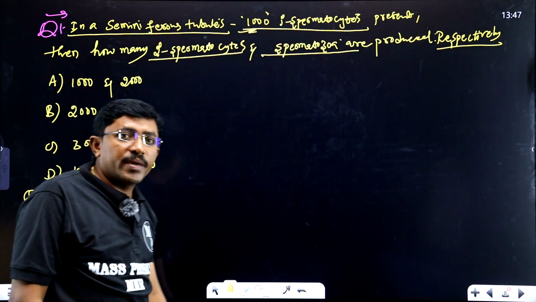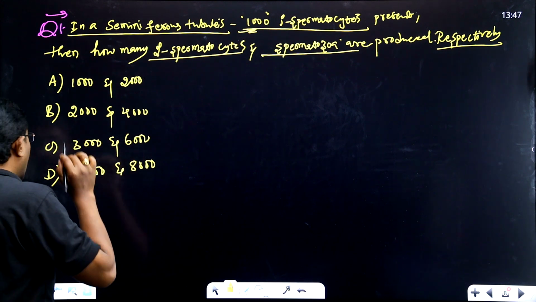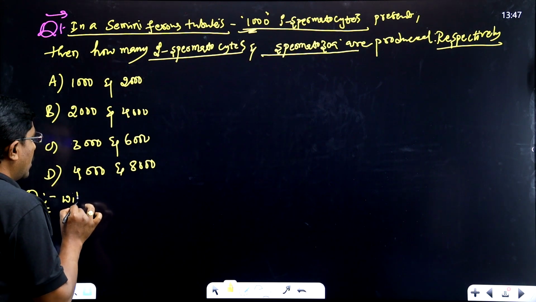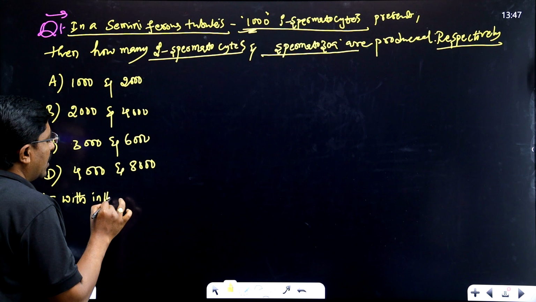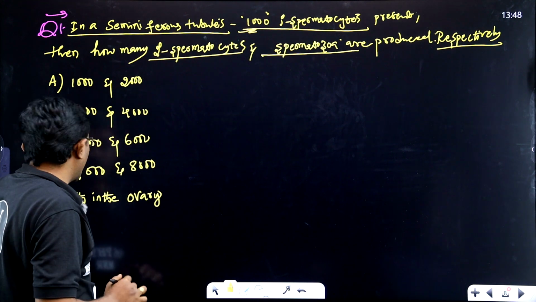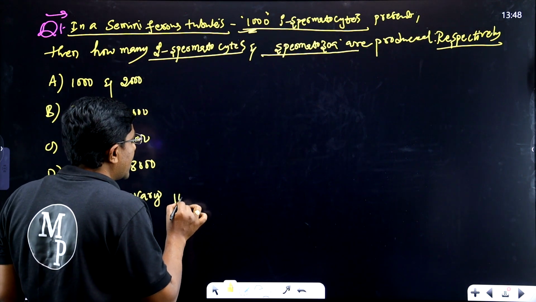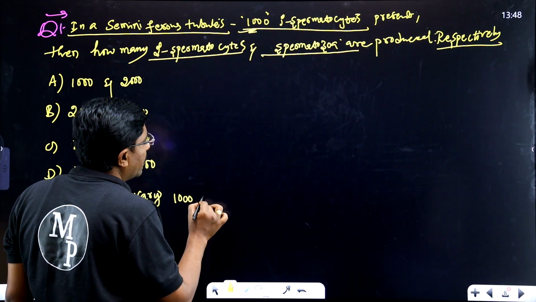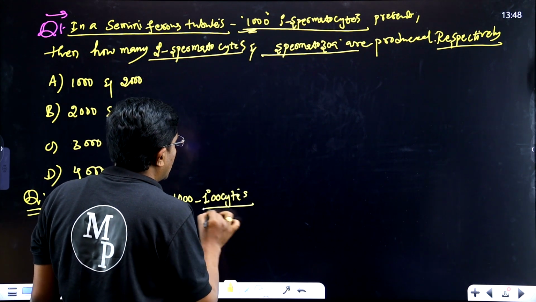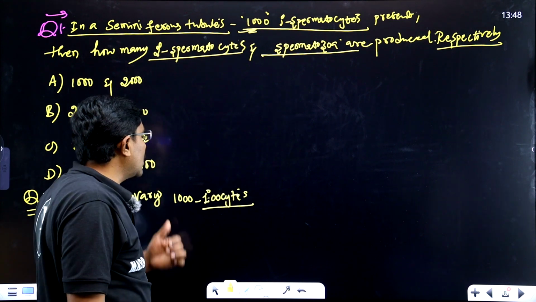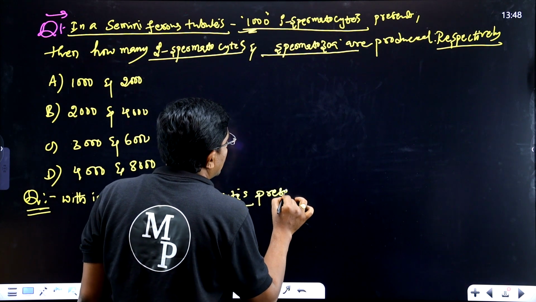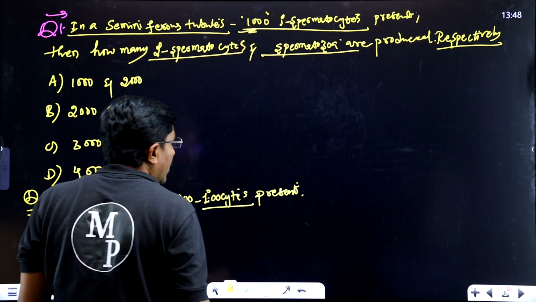Okay, regarding the female reproductive system. Within the ovary, I'll give the same number: 1000 primary oocytes are present.